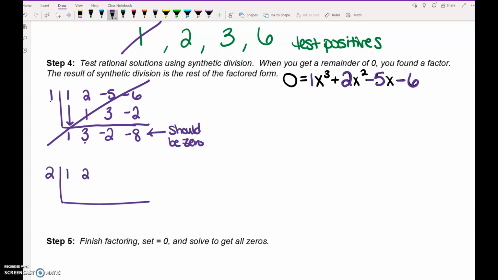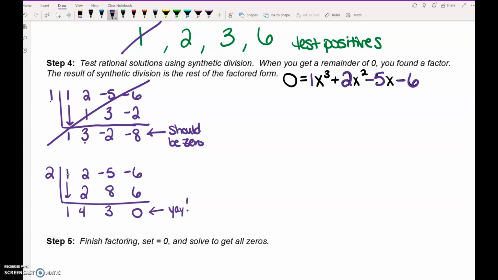1, 2, negative 5, negative 6. Drop the 1. 2 times 1 is 2. Add them. 2 times 4 is 8. Add them. 2 times 3 is 6. And we got 0.